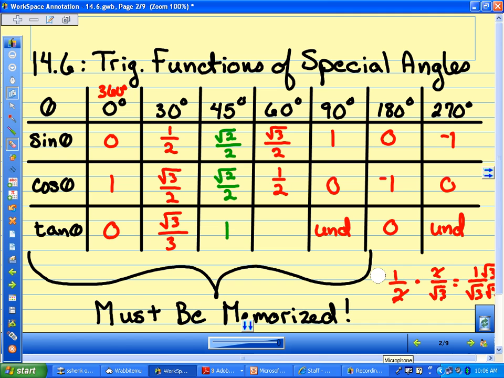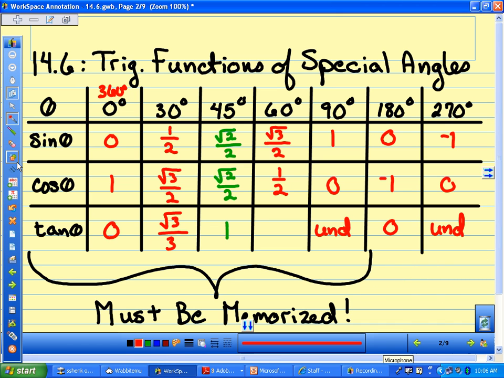Okay. And now again, how are we going to find tangent? Yeah, we're going to divide. So we're going to take the sine, radical 3 over 2, and divide it by 1/2. But again, folks, we're not going to divide by 1/2. We're going to multiply by the reciprocal. What will again happen to the 2's? They'll cancel, and it just leaves me with radical 3. Okay. We've got our table filled in.